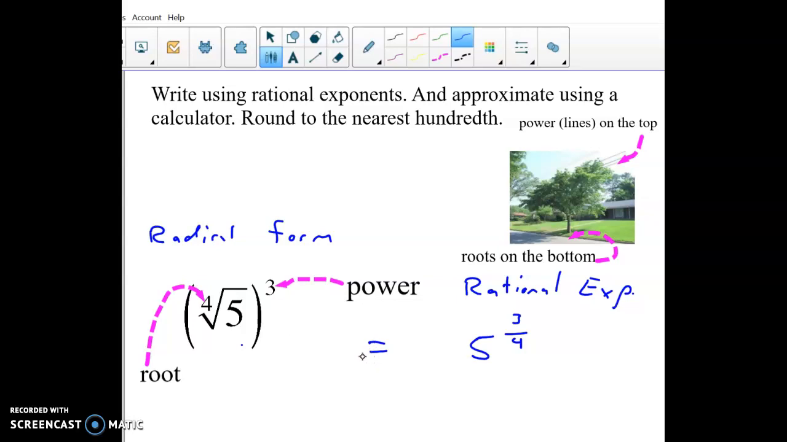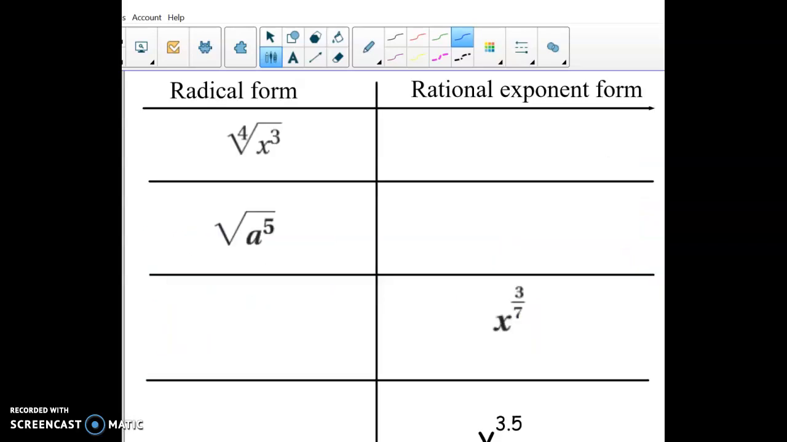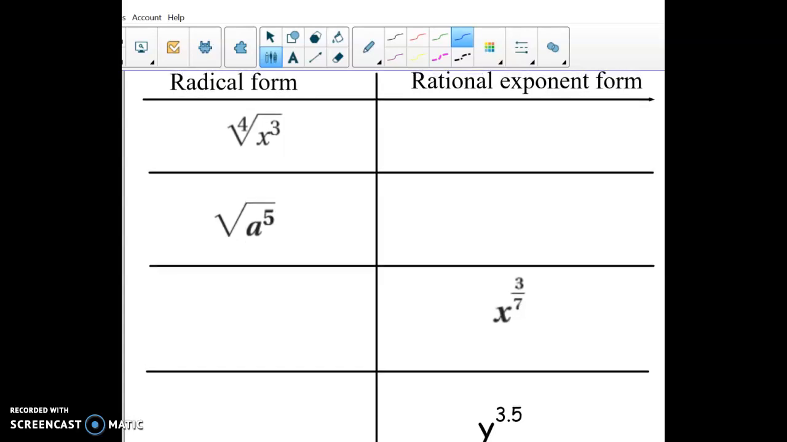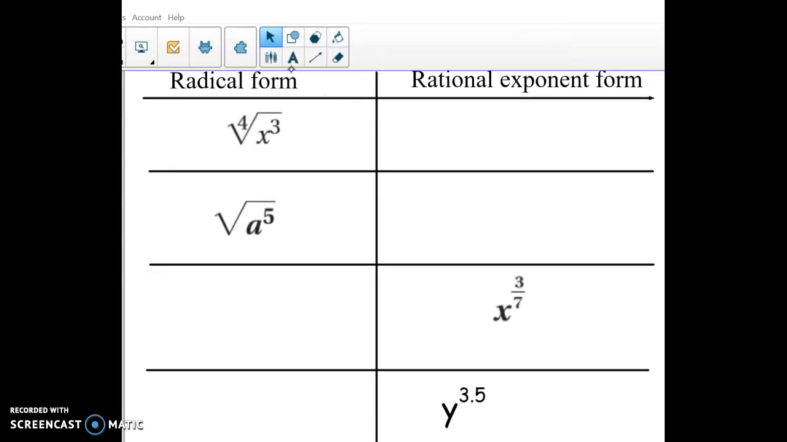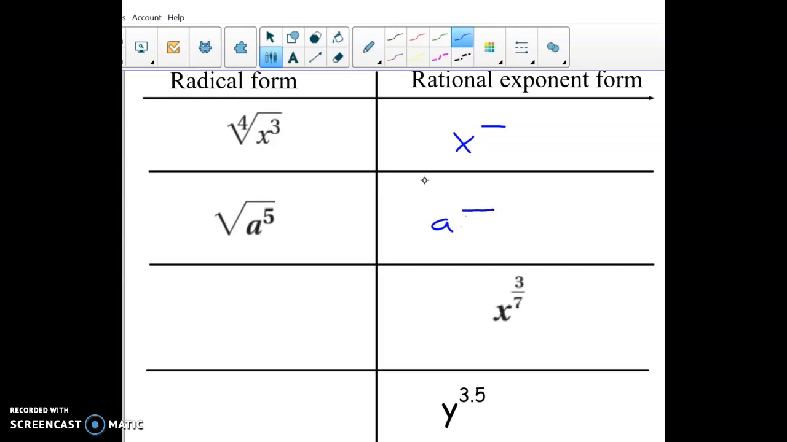The first thing we're going to do is practice converting between radical form and rational exponent form. If you want to make a big chart with radical form on one side and rational exponent form on the other side, we're just going to practice converting between the two forms. If you want to try the first one, you can. You're just going to have x and then a fraction exponent. So if you want to try these first two, you can. Otherwise, you can watch the first one here and then try it.